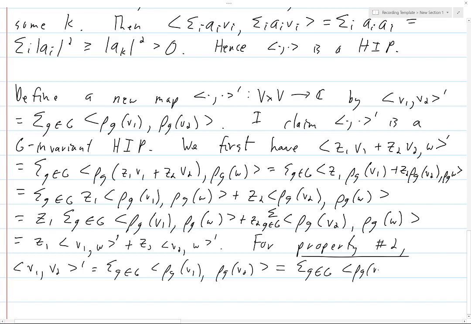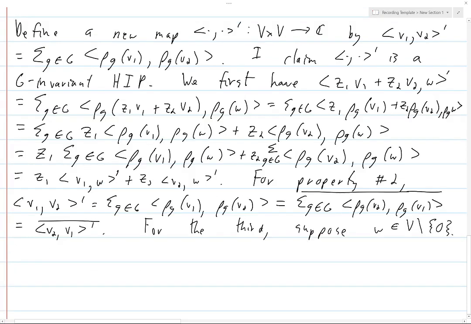Now for the third, suppose we have some w which is in V but is not 0. This is actually sort of neat because this is the most analytic step of the problem, I think. Okay, so for the third, suppose that for all g in G, rho_g is a linear bijection on V, so in particular it's injective. So the kernel of rho_g consists only of the 0 vector, and so rho_g w is not equal to 0.